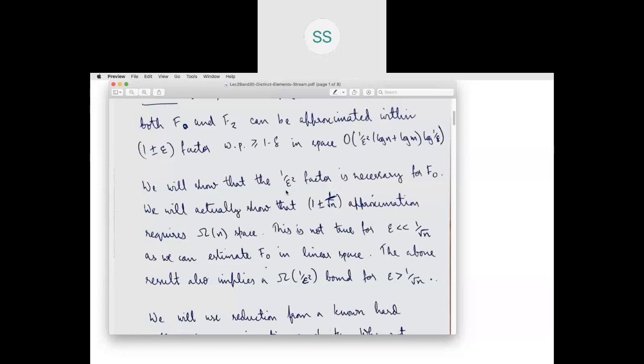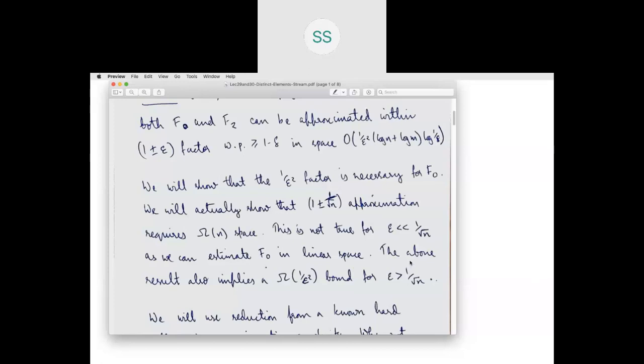And the statement that I just said, that the 1 by epsilon square factor is essential, is not meaningful when epsilon is much smaller than 1 by square root n, because you can always estimate this in linear space. So when epsilon is much smaller than 1 by square root n, we don't need more than linear space. But if epsilon is at least 1 by square root n, then we need this factor. And we show it in the extreme case when epsilon is equal to 1 by square root n. And the proof, in fact, works for epsilons above 1 by square root n also.